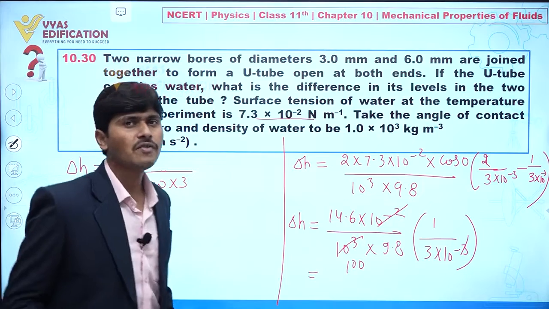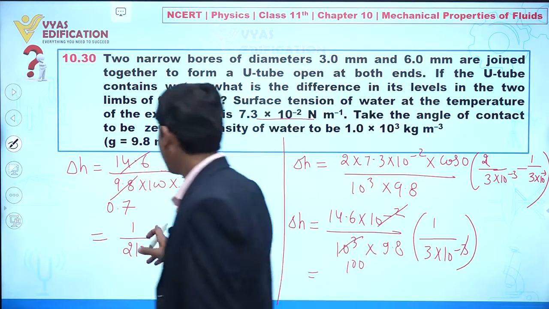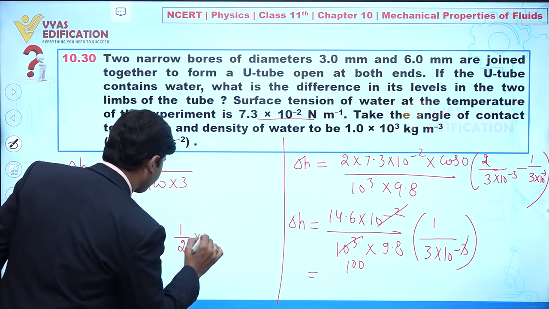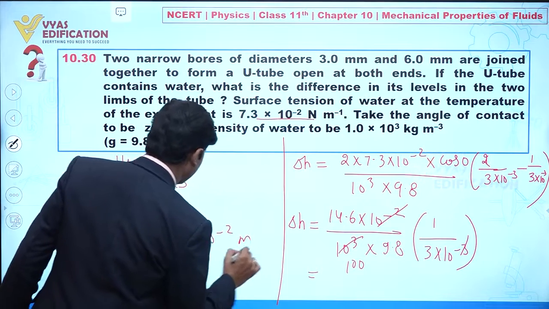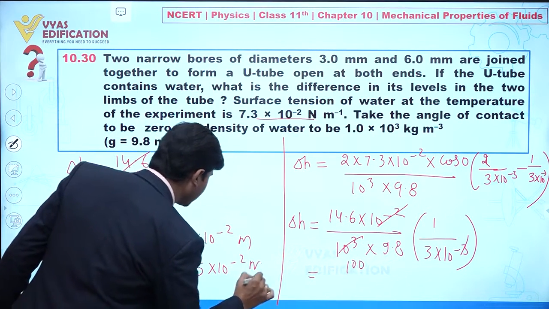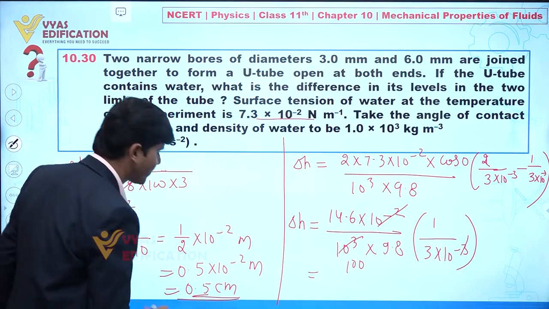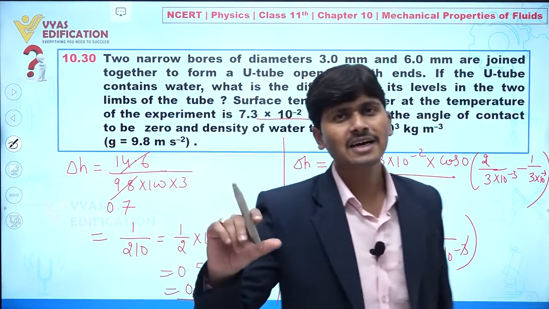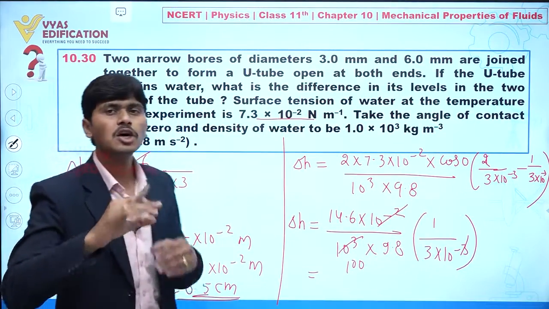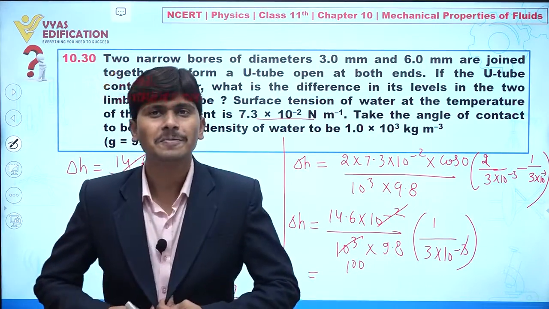So now let's suppose we have the value 1 upon 2, this is 0.5, but here we have 1 upon approximately 200. So I am taking it like this, 10 to the power minus 2 meter. So I can say this is 0.5 into 10 to the power minus 2 meter, or approximately equal to 0.5 centimeter. So this is the difference in the level of water in the two limbs of the U tube. So this is the answer. This is all about this question.